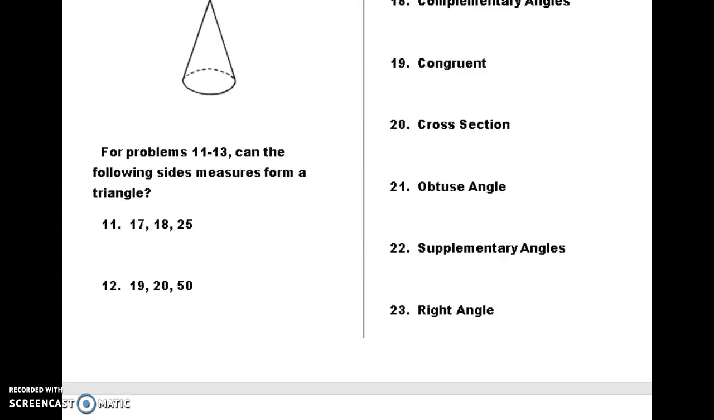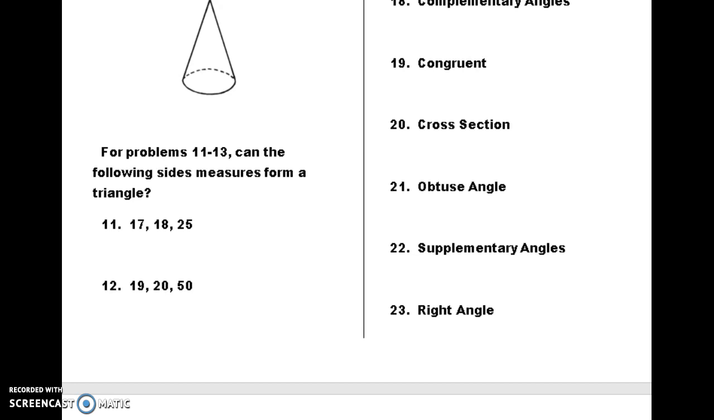For problems 11 through 13, can the following side measures form a triangle? So the triangle inequality theorem says that the sum of the two smaller sides has to be bigger than the largest side.